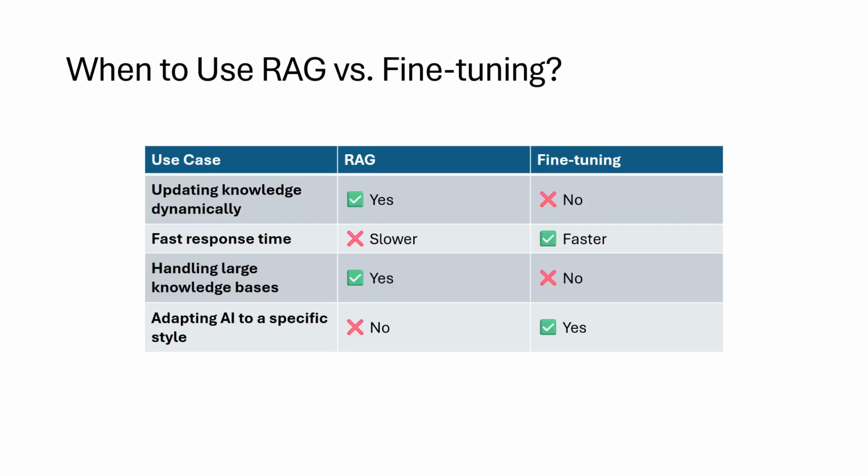So now, we understand how RAG and fine-tuning work. Let's compare their strengths and weaknesses. If you need AI to keep up with the latest information, I think RAG is the best choice for you. But if you need AI to be highly specialized in a certain domain, fine-tuning is the better approach. So this table gives you a very clear understanding of when you need to choose RAG or fine-tuning.